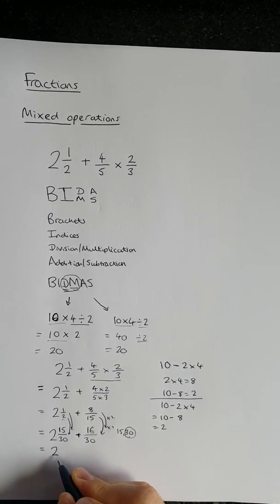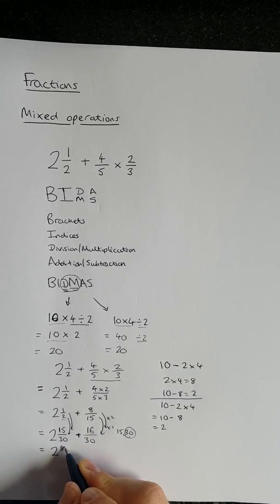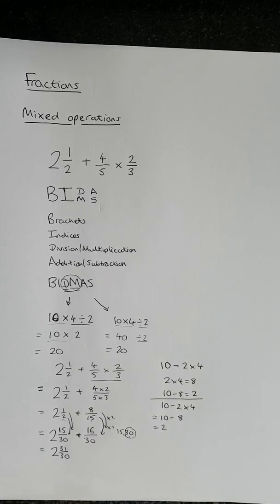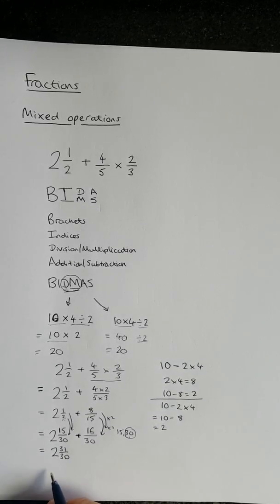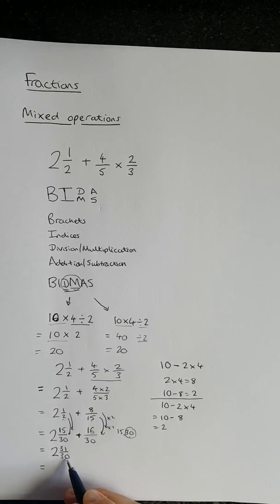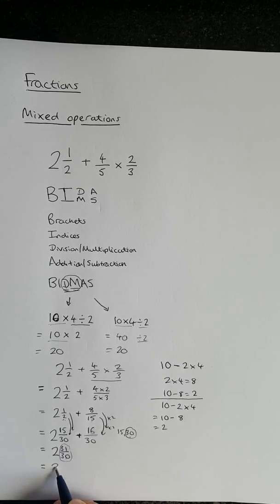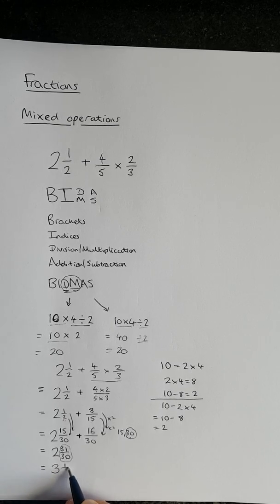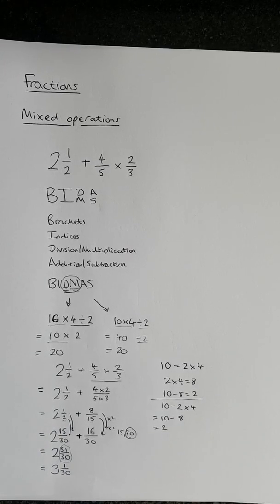Well, 2 whole ones and 31/30ths isn't going to work as an answer. In fact, 30 pieces would make a whole one. So here, I've got 1 whole one and 1 piece left. So I'm going to add the whole one into my 2 and keep my 1 piece that's remaining. If anything there is unsure to you, go back and watch the adding and subtracting video.